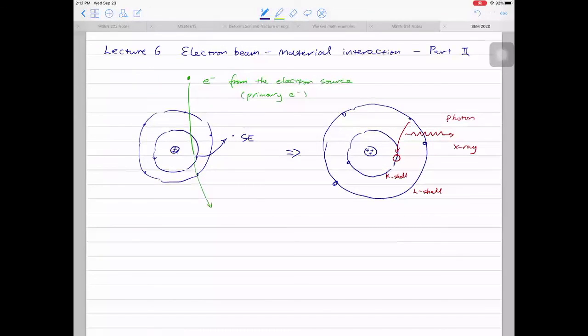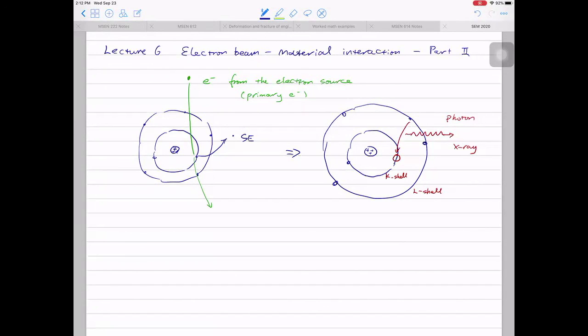Does this make sense? And also for each element, the energy level of each shell is characteristic. That means each element has its unique fingerprint in the electron shell energies. The energy differences are also characteristic. By looking at the energy of the X-ray, we'll be able to tell the chemistry of the material.